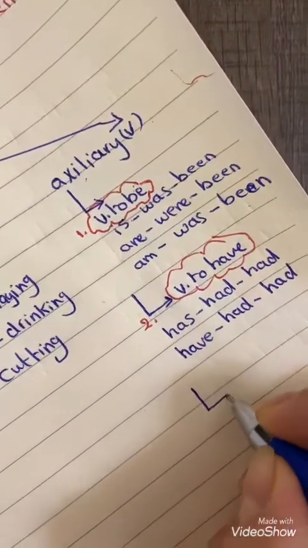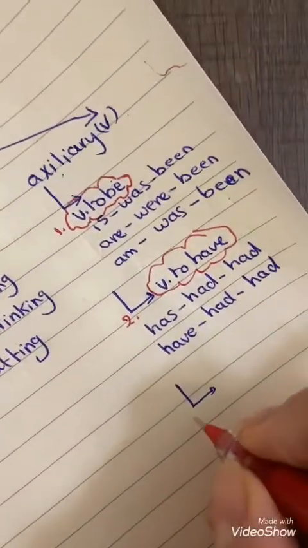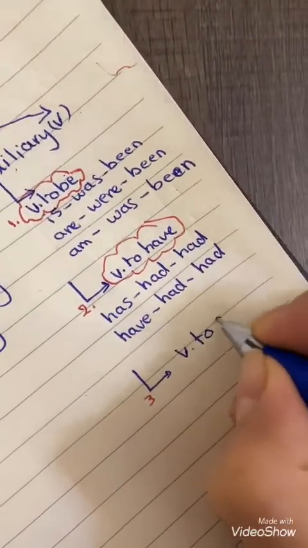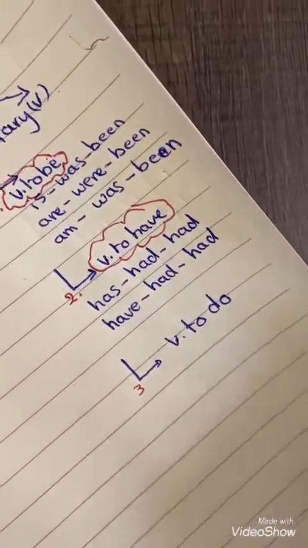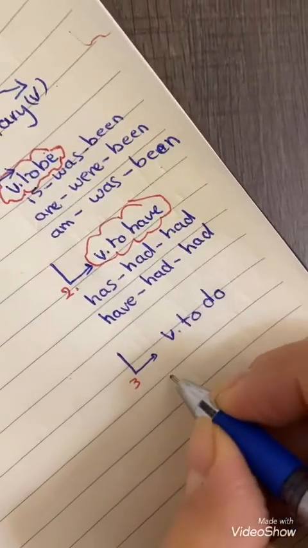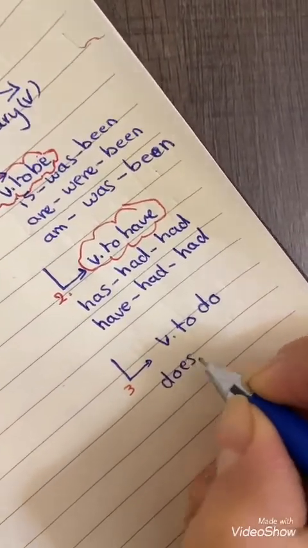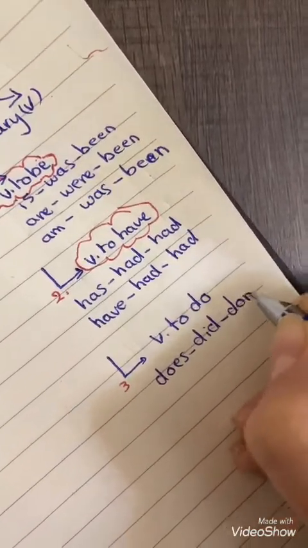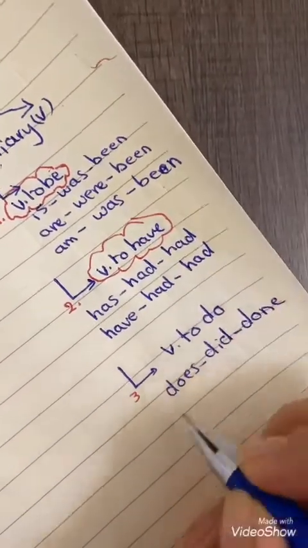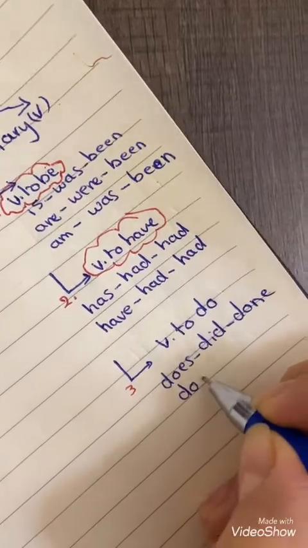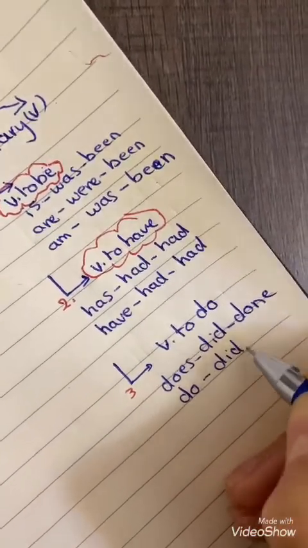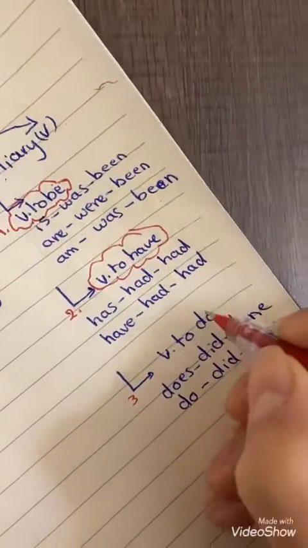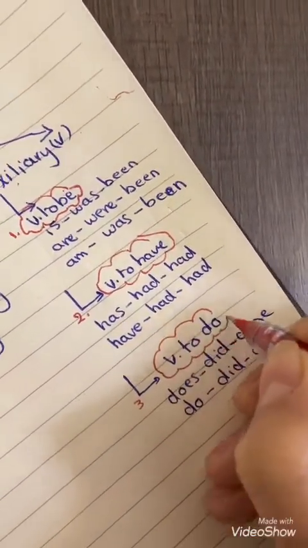The third one is the verbs to do. What are the verbs to do? Does, did, done, or do, did, done. These are the verbs to do.